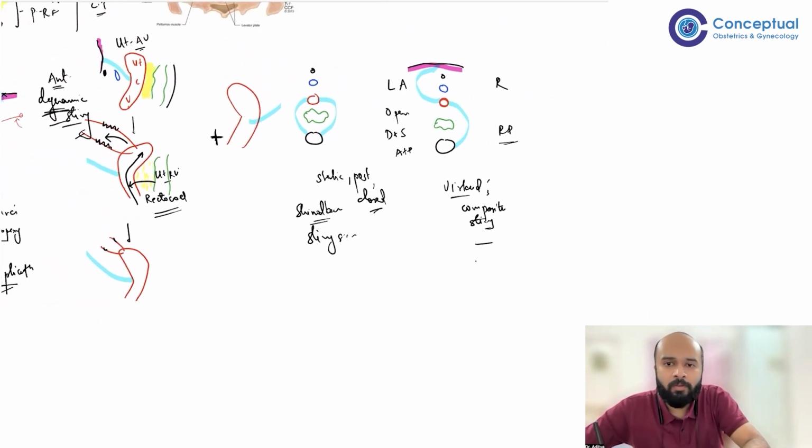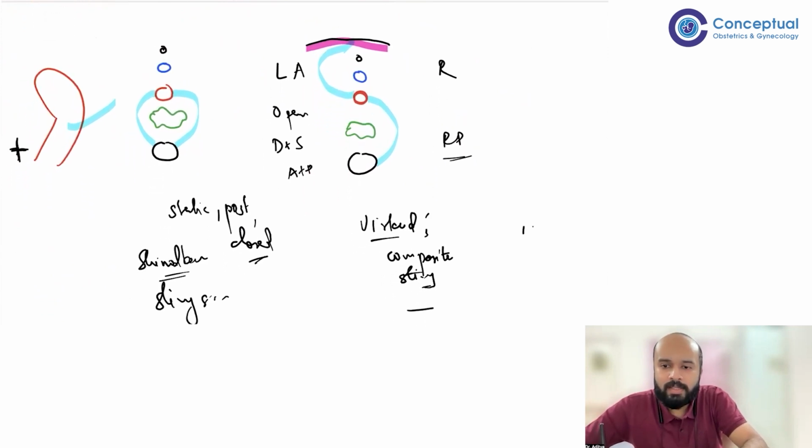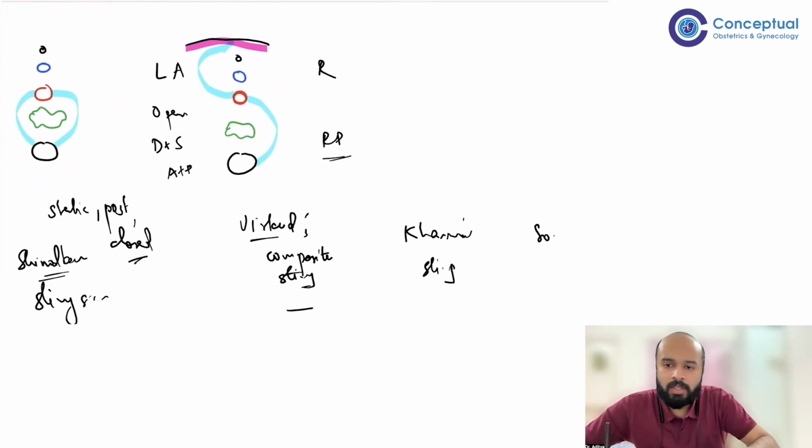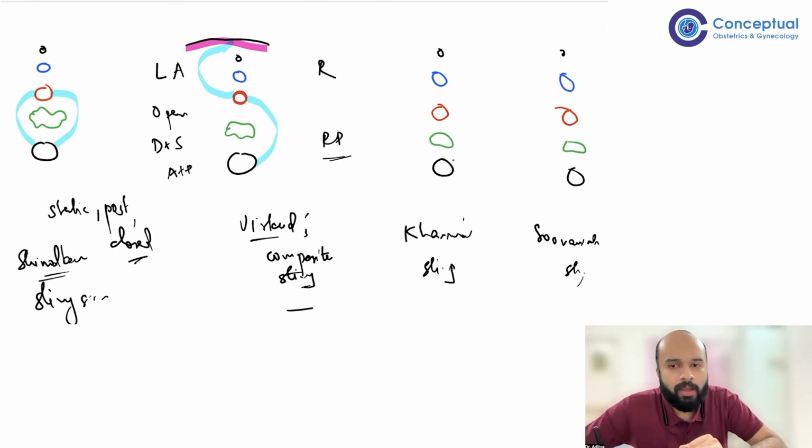Apart from that, there are a few other surgeries that you need to know, and they happen to be Khanna's sling surgery and Soonawala's sling surgery. Very simple. It is more or less having the same concepts. So in Khanna's sling surgery, he said, I don't want the anterior one, I don't want the posterior one either. I'll do something else.